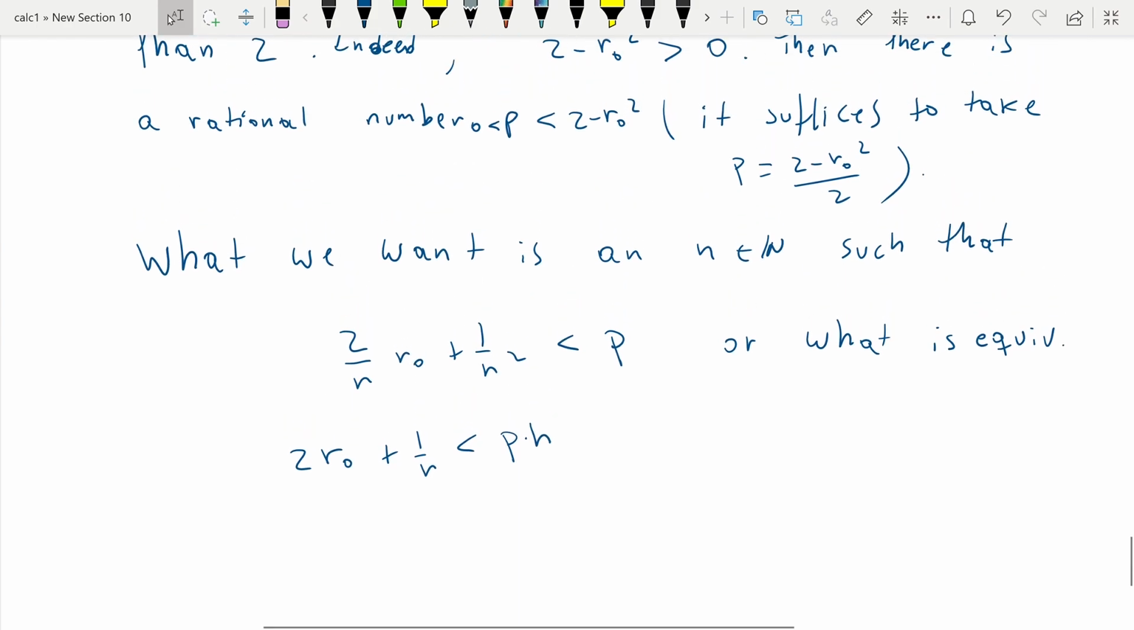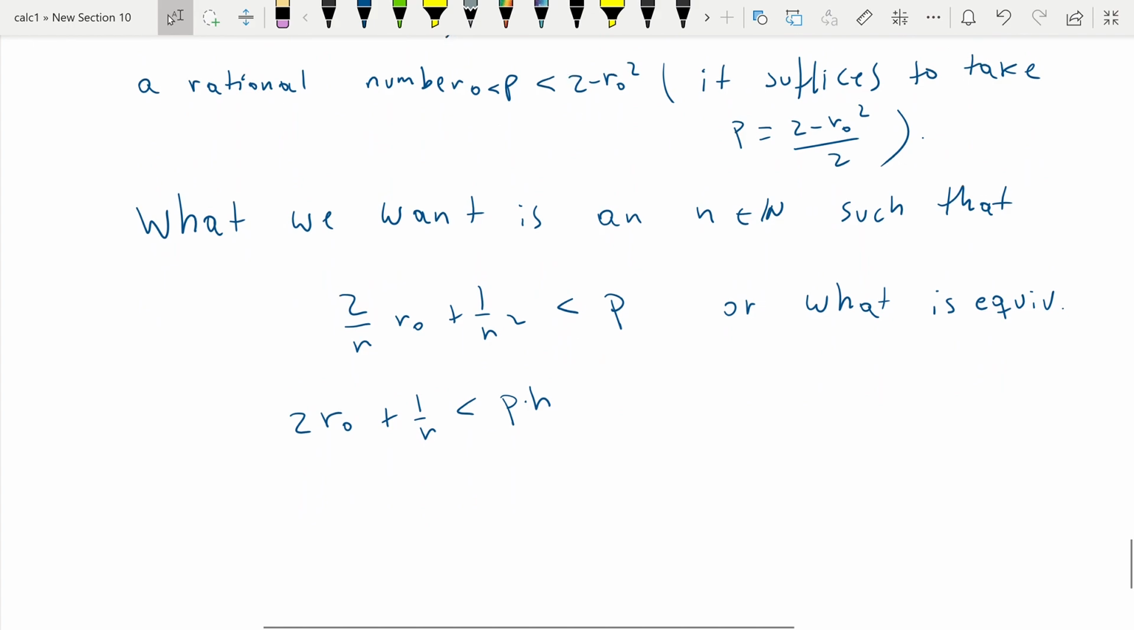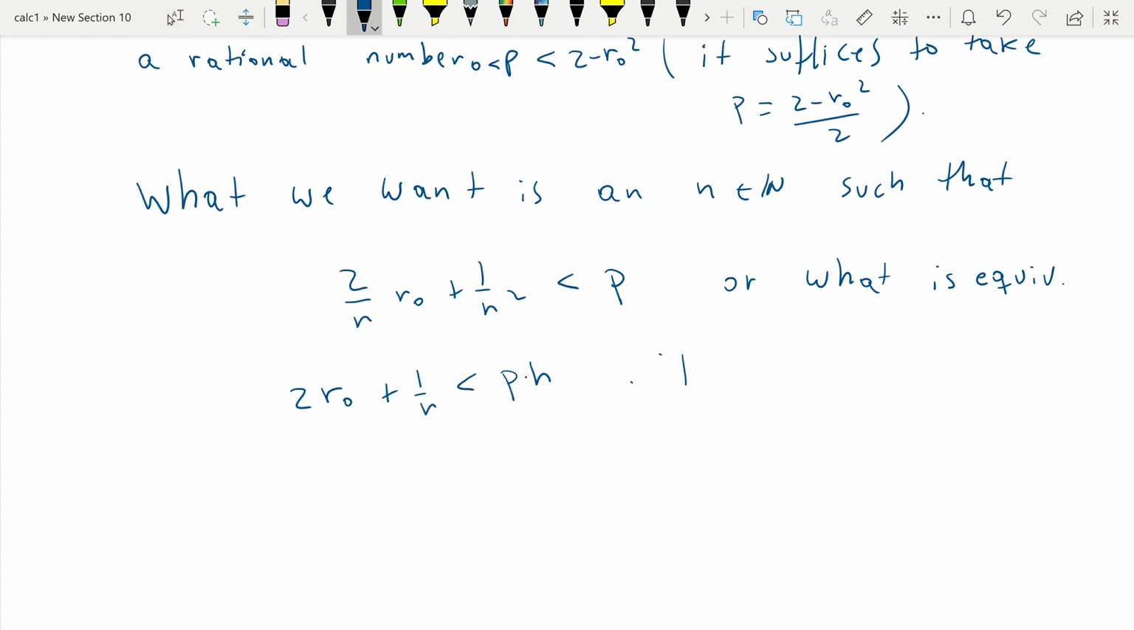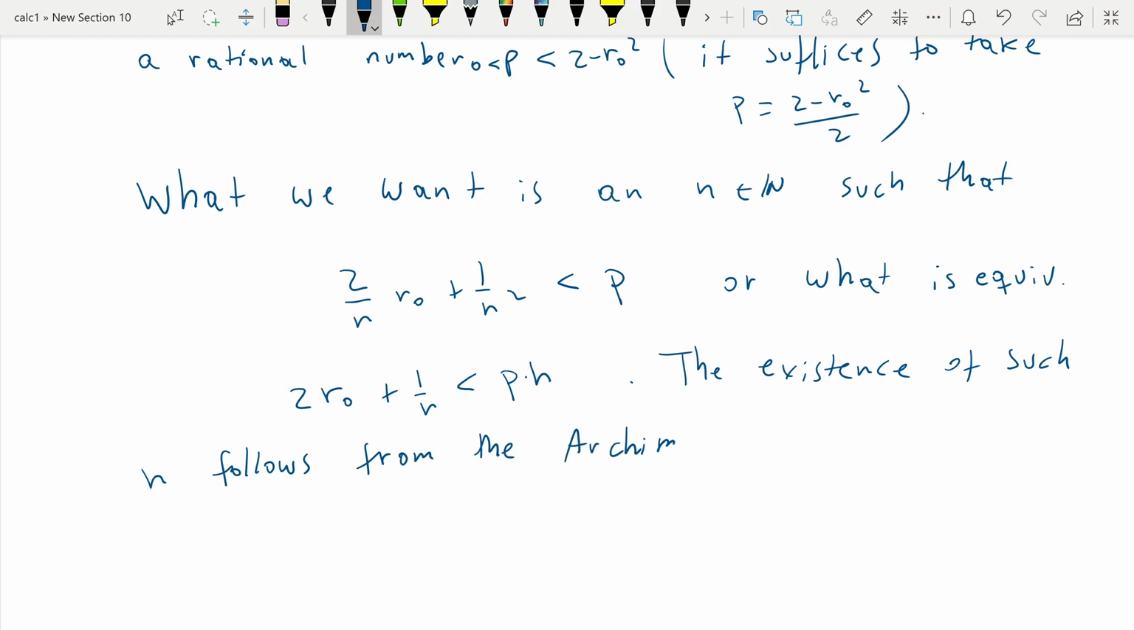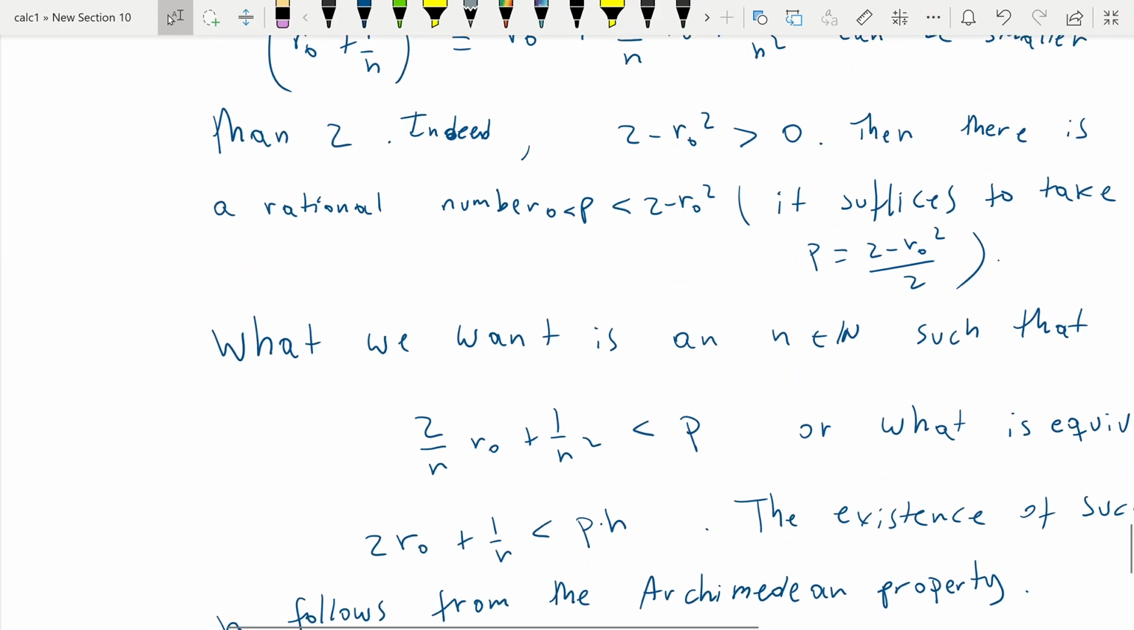Okay, but now the existence of such n follows from the Archimedean property, which we'll prove in a short while. And therefore, we've found a number.